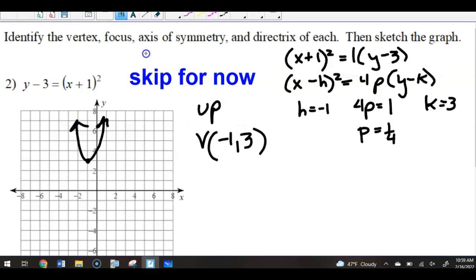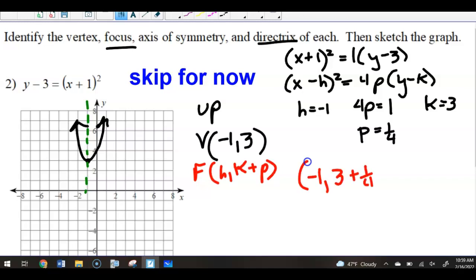And then the other two things you're supposed to come up with are the focus and directrix. I don't ask on the quiz for the axis of symmetry. The axis of symmetry would be right down the middle. But on your sheet, when it opens up, it says the focus is at h comma k plus p. So if we have negative 1 comma 3 plus 1/4, we could just say that the focus is at negative 1 comma 3 1/4 or 13/4 or 3.25. And that would be right inside here is the focus.